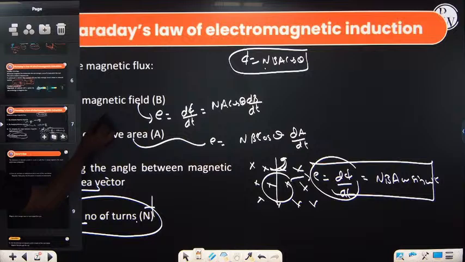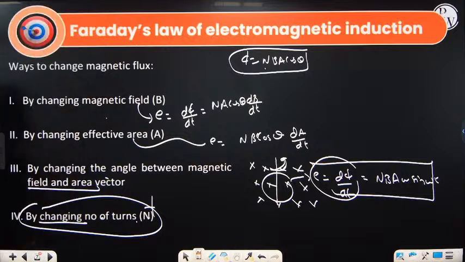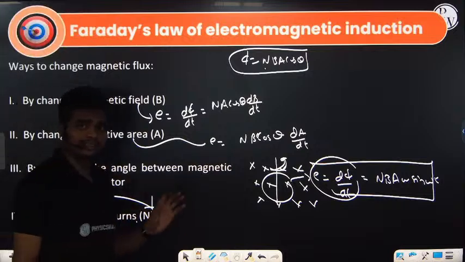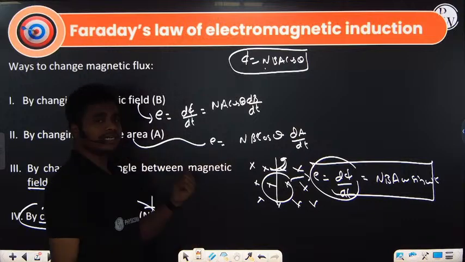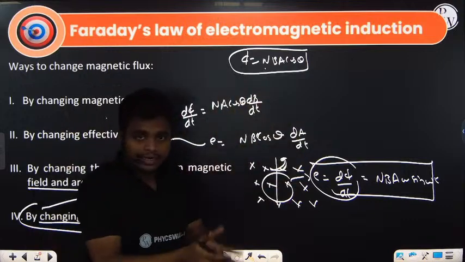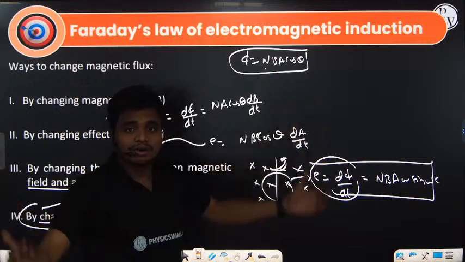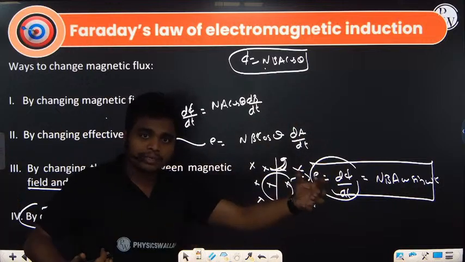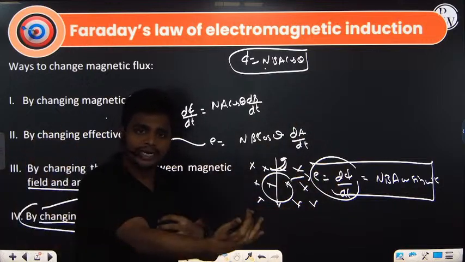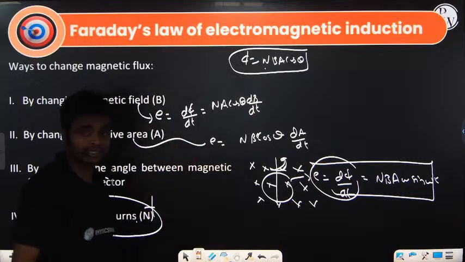So the first one we discuss is by changing the magnetic field. If the magnetic field value is changing, flux will change. Second, by changing the effective area, either the coil area keeps increasing or the area is decreasing, meaning the coil is coming out of the magnetic field or the coil is going into the magnetic field. In that case also, the area will change.